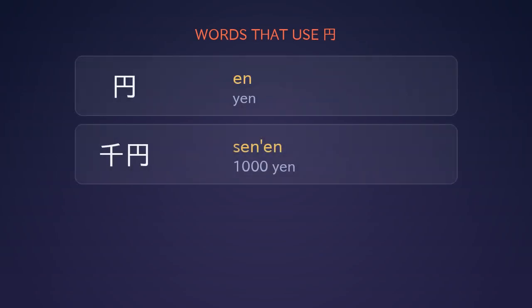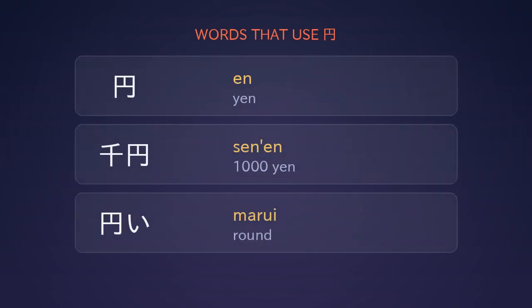Let's see it in real words. En means yen. Sen en means 1,000 yen. And marui means round.